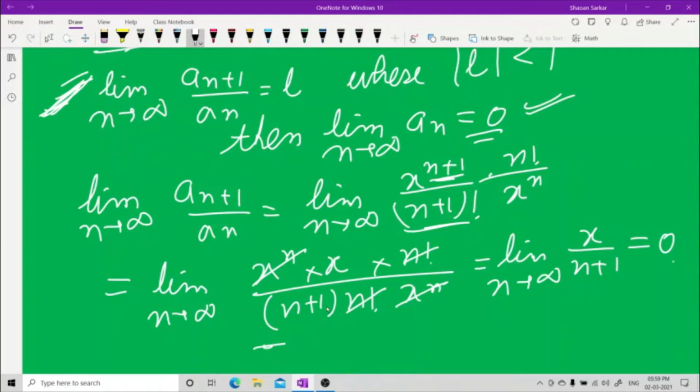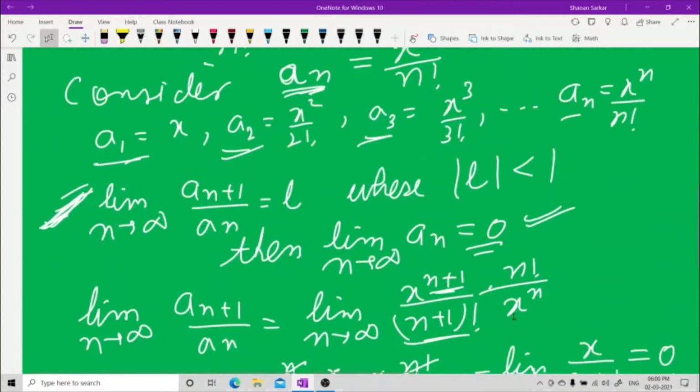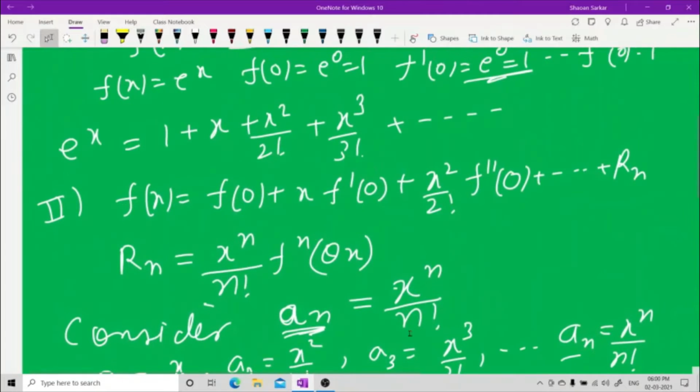result, you have therefore limit n tending to infinity a_n is 0. Now a_n is what? That means limit n tending to infinity x to the power of n upon n factorial is 0, and this is 0. If this is 0, then of course this Rn is also 0, because this quantity is 0 as n tends to infinity.